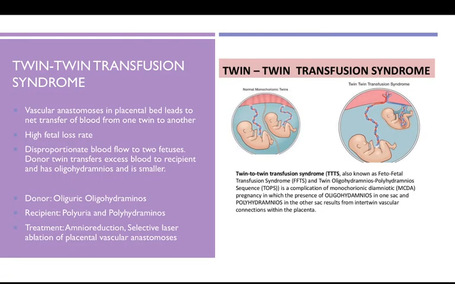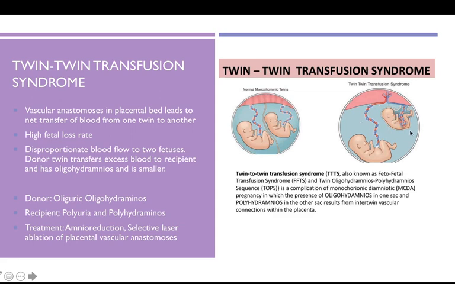Okay, twin-to-twin transfusion syndrome. This is where you get a vascular anastomosis in placental beds, which leads to net transfer of blood from one twin to another. So you can see what's happening here from this anastomosis. This has a really high fetal loss rate, and you get a disproportionate blood flow to one of the two fetuses. So you get a donor twin, which transfers excess blood to the recipient and has oligohydramnios and is smaller.